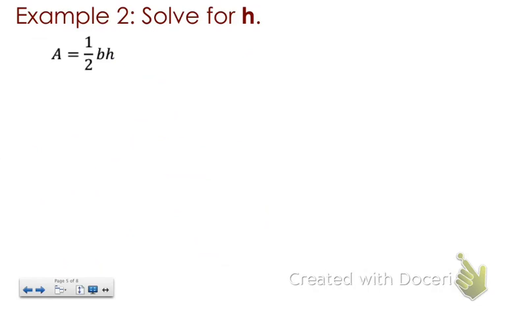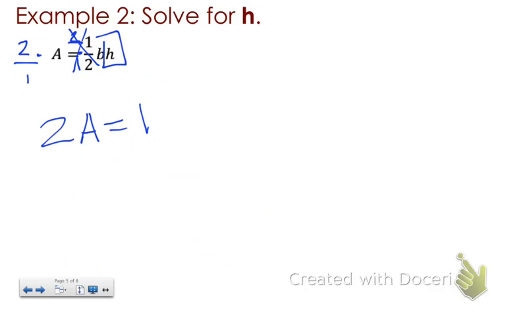Okay, so in this case, they want us to solve for h. So notice the things that are keeping h from being by itself are the b and the 1/2. Well, we know a really easy way to get the fraction on the other side, and that is to use the reciprocal. So if I multiply by 2 over 1, I can get rid of it on that side, but then whatever I do to the right, I have to do to the left. So now I have 2a equals b times h.